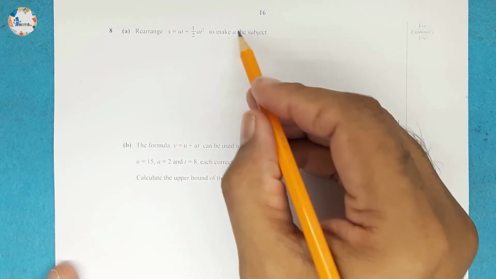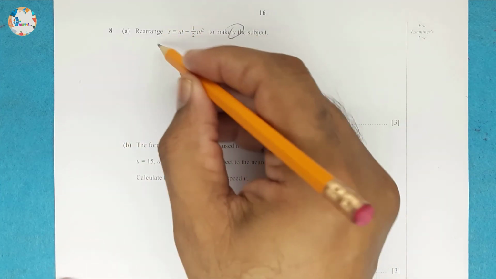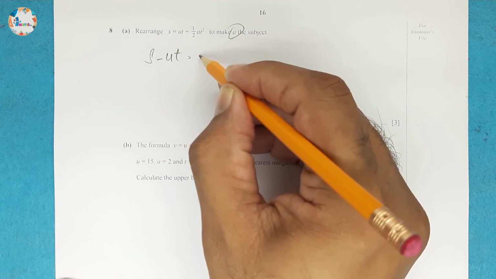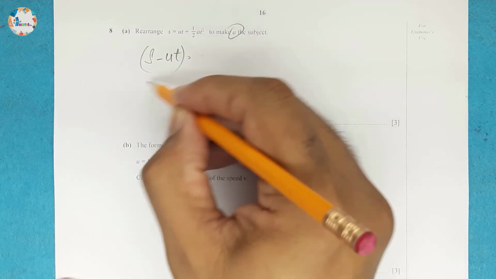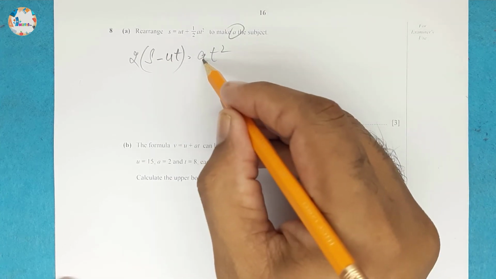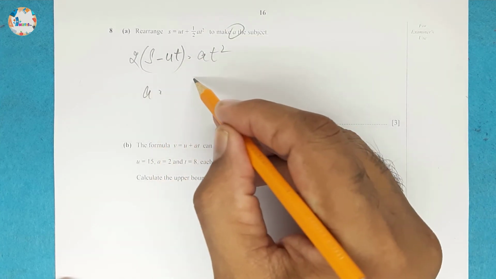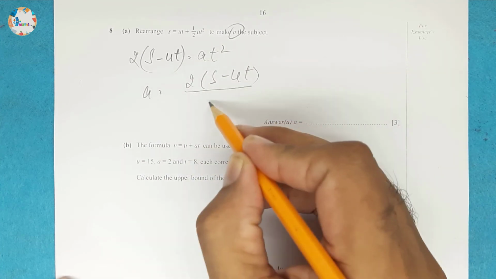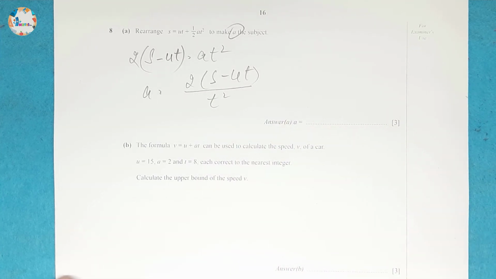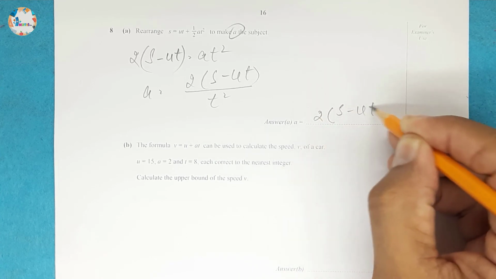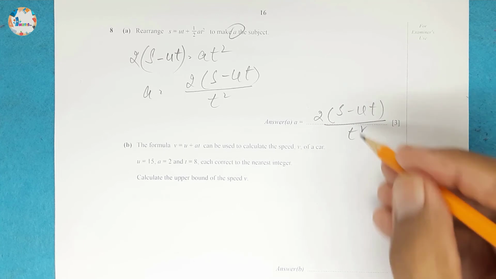Now rearrange this formula to make A the subject. So first of all ut we will shift. So s minus ut is equal to half. Also we can shift. So half will be into 2 and at squared. So A we have to make subject. So A will be equal to 2 into s minus ut divided by t squared. So this will be basically our answer, which we can provide over here at the proper given place, over t squared.